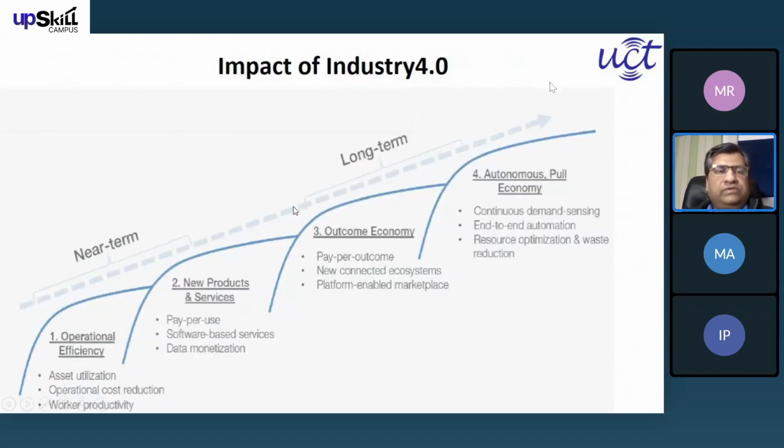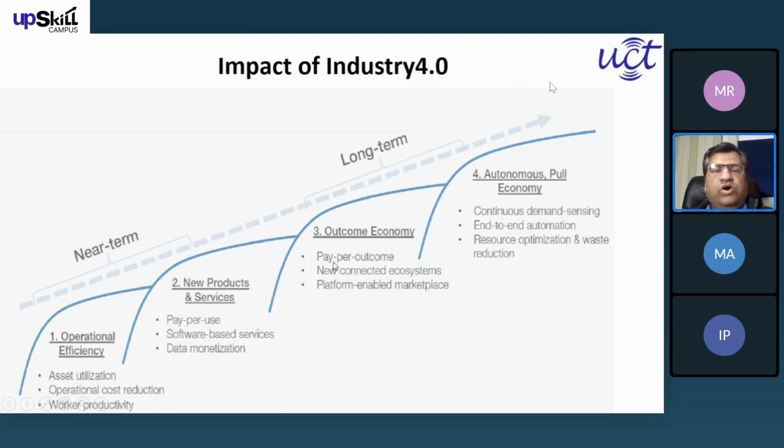If we talk about the further impact of Industry 4.0, if we divide it into near term and long term: near term, it would be the operation efficiency we can achieve. We can make sure that asset utilization is optimal, every machine is maximally utilized. We can reduce the operation cost. Worker productivity can be increased. So this is the immediate or near-term advantage. And then new products and services we can use.